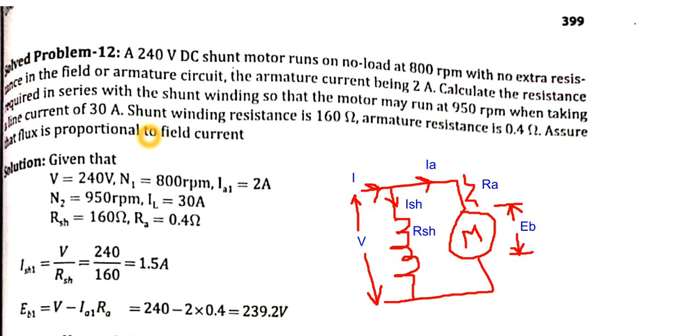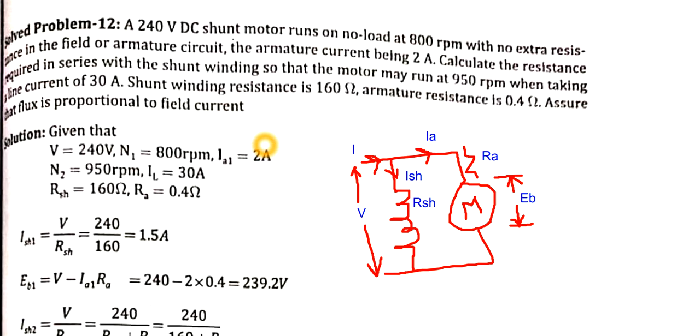And they have also given that shunt winding resistance is 160 ohms, that is RSH, and armature resistance is 0.4 ohms. And they mentioned to assume the flux is proportional to field current. So that means flux is proportional to field current, so it is a known fact.